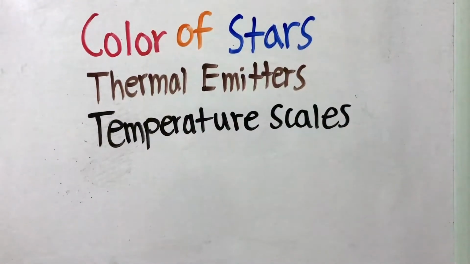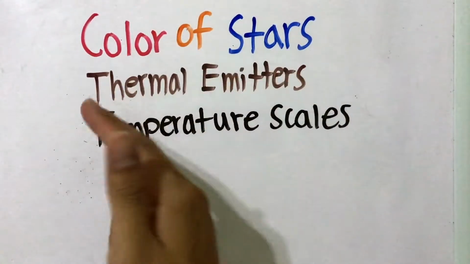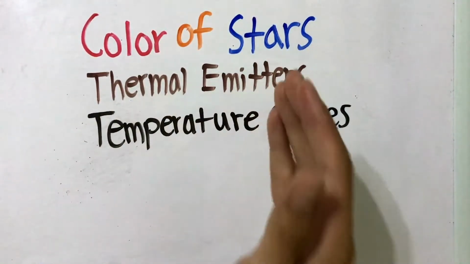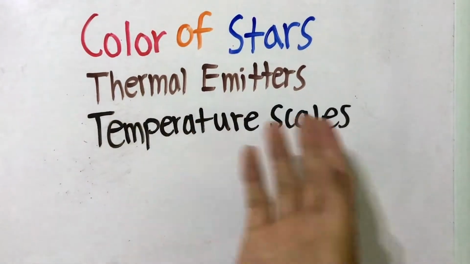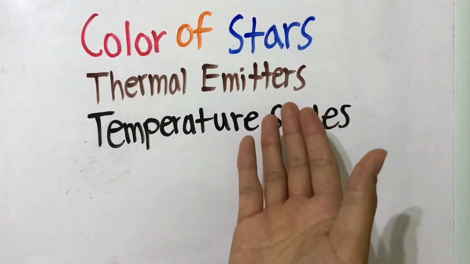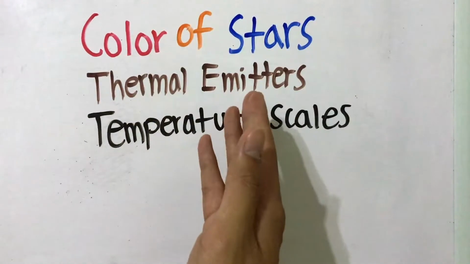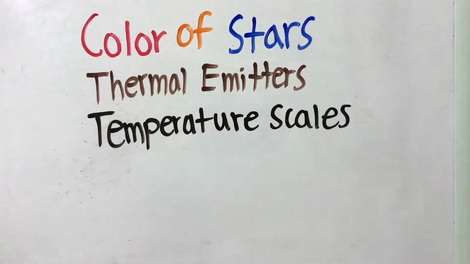Everyone, in today's video we will be talking about the color of stars, thermal emitters, and temperature scales. So when we think about thermal emitters, it's anything that can release heat or emit radiation. A thermal emitter, prime example, would be the sun.